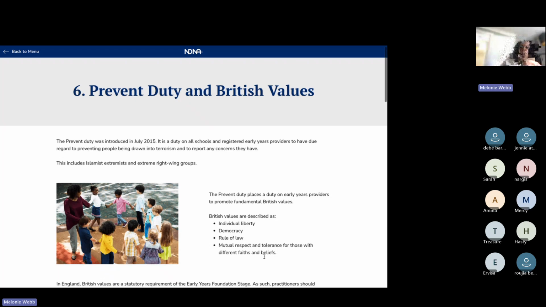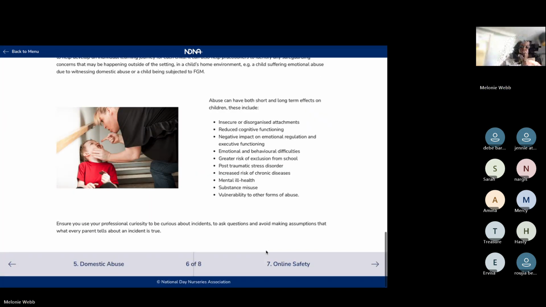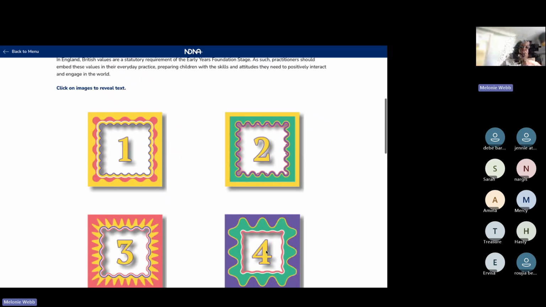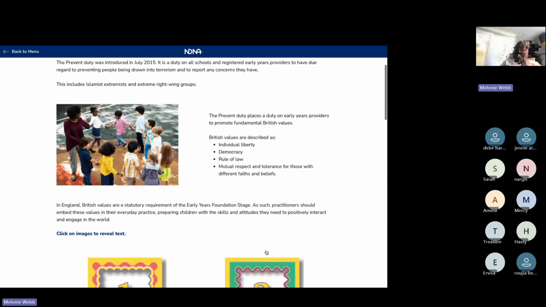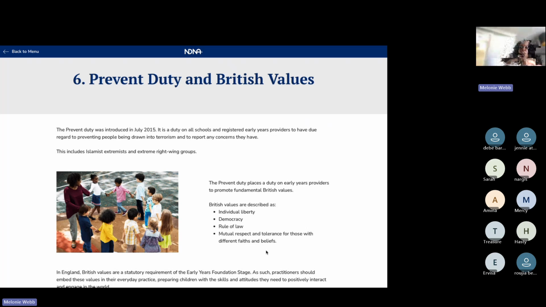We're very briefly going to cover the Prevent duty here, but we will come back and do a more in-depth focus on it. The Prevent duty was introduced in July 2015. It's a duty on all schools and registered early years providers to have due regard to preventing people being drawn into terrorism and to report any concerns that they have. This includes Islamist extremists and extreme right-wing groups.